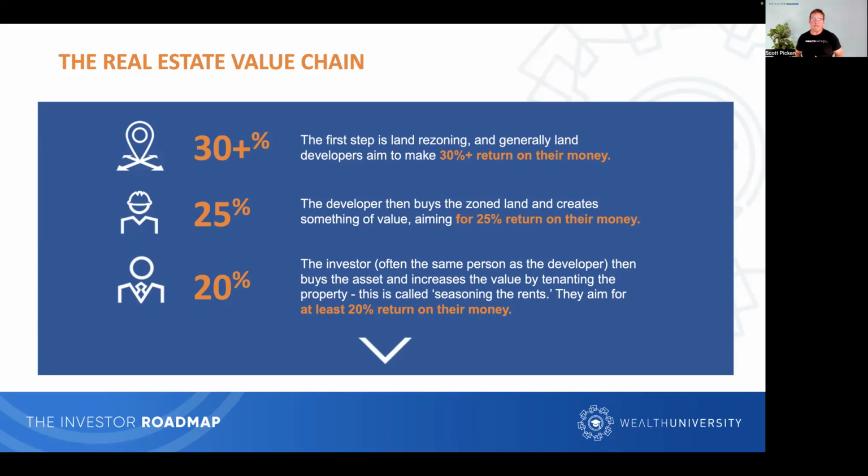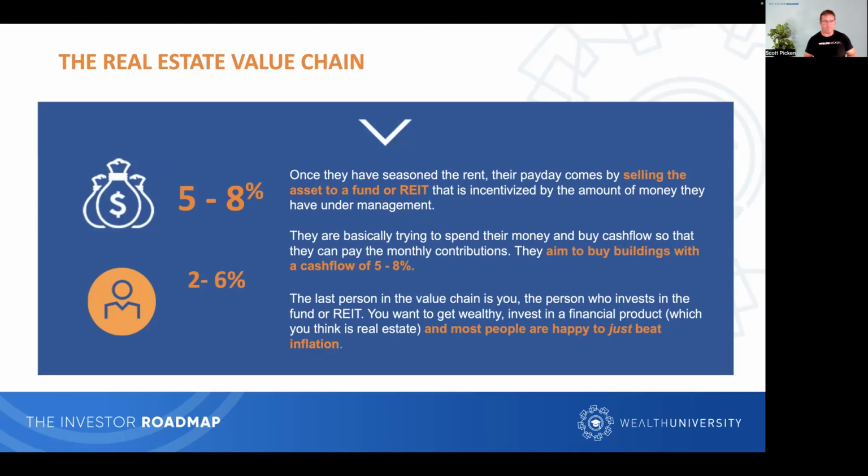Now, the best way that I've found and seen in property or real estate that anyone makes money is that then comes along a property fund or a REIT, a real estate investment trust. And they're looking to buy income. So they're looking to buy stabilized income.